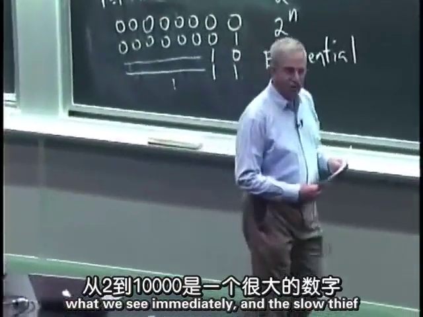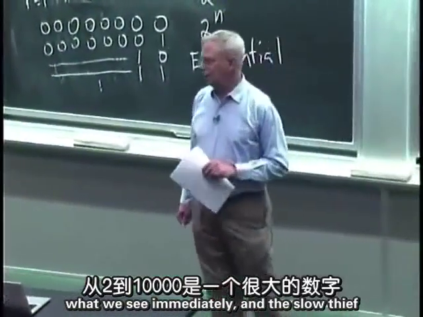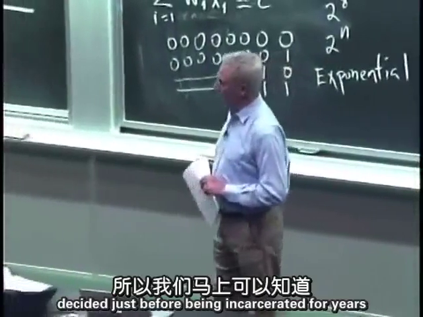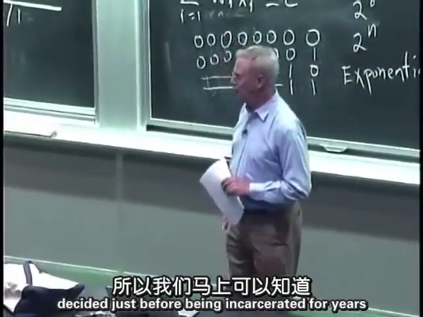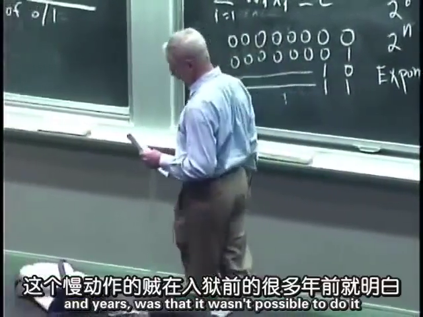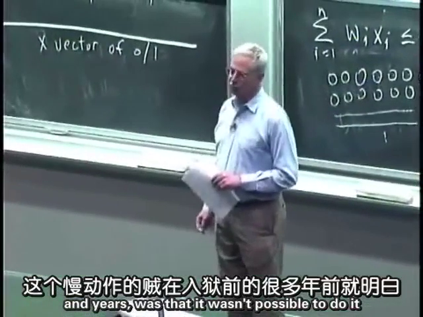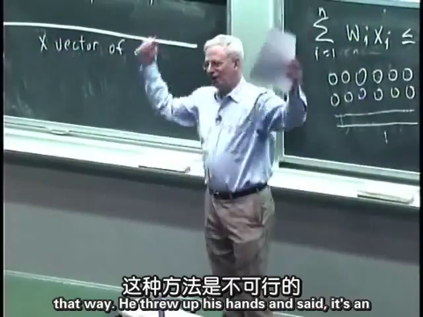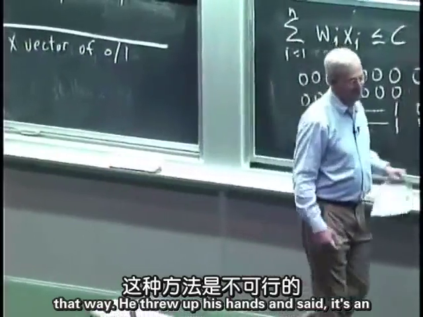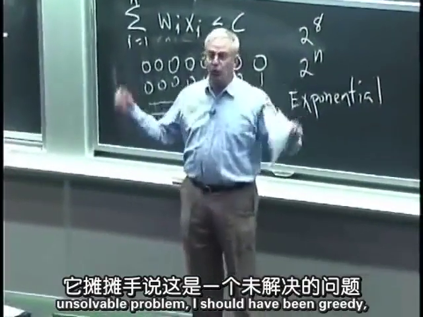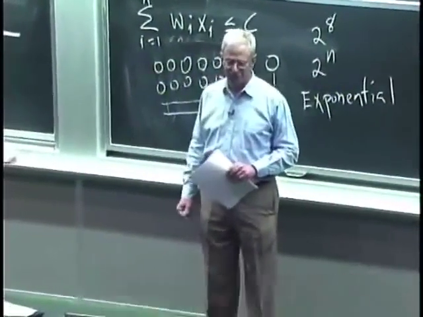All right. So what we see immediately, and the slow thief decided just before being incarcerated for years and years, was that it wasn't possible to do it that way. He threw up his hands and said, it's an unsolvable problem. I should have been greedy. There's no good way to do this.